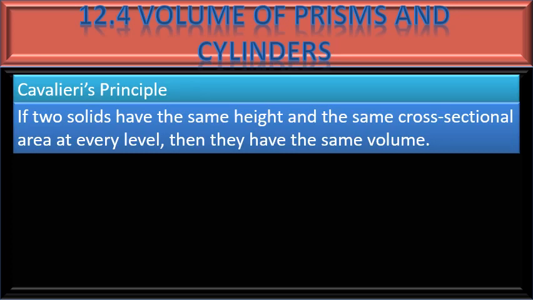Cavalieri's principle. If two solids have the same height and the same cross-sectional area at every level, then they have the same volume. So think of that stack of washers. What if we tilted it sideways, so there's the first washer, and the next washer, and the next washer, and the next. But they have the same height. Just because I tipped them sideways, did their volume change? No, they still have the same amount of volume. There's still the same amount of metal there. That's what Cavalieri's principle is saying.